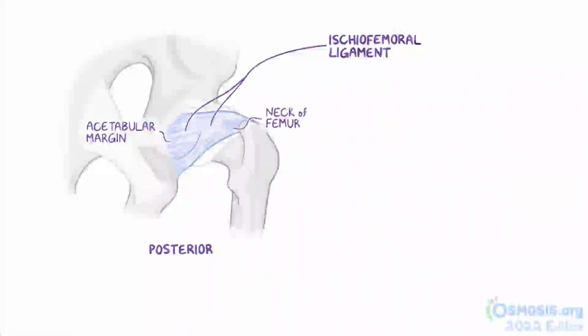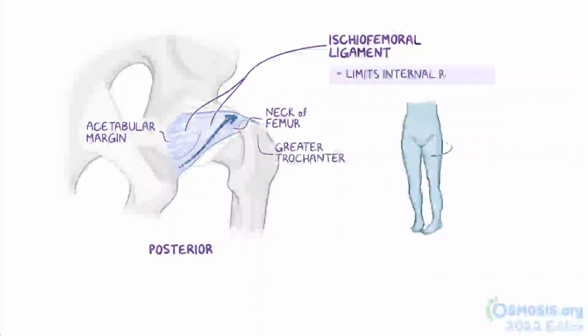And finally, posteriorly, there's the ischiofemoral ligament, which goes from the acetabular margin to the neck of the femur. This ligament spirals superolaterally to the femoral neck, medial to the base of the greater trochanter, and it limits internal rotation of the hip.